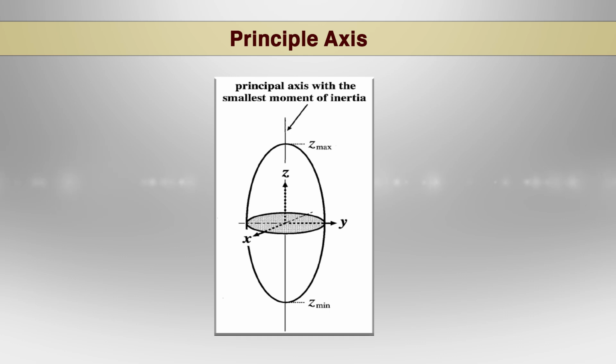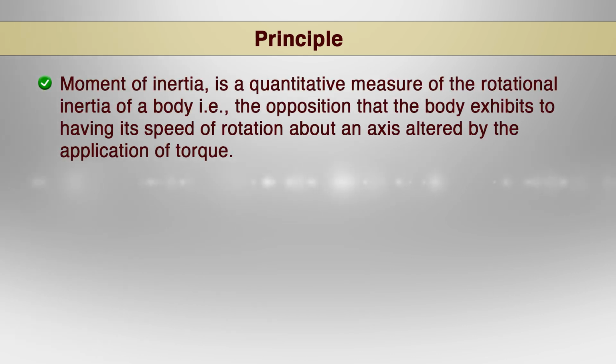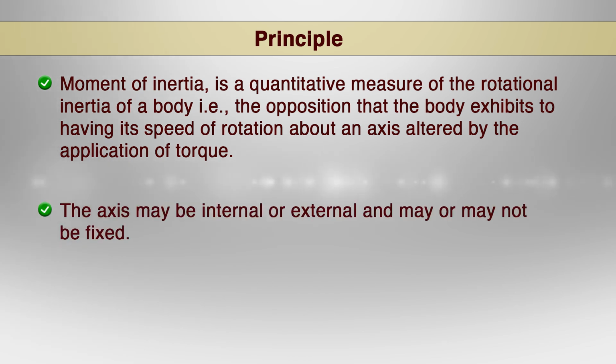If the point is the figure's centroid, the axes are the central principal axes of inertia. The moments of inertia about principal axes are the principal moments of inertia. Principal moment of inertia is a quantitative measure of the rotational inertia of a body, that is, the opposition that the body exhibits to having its speed of rotation about an axis altered by the application of torque. The axis may be internal or external and may or may not be fixed.